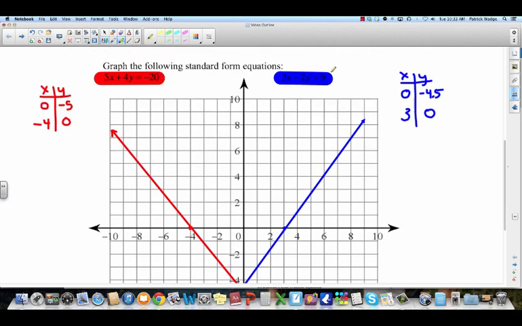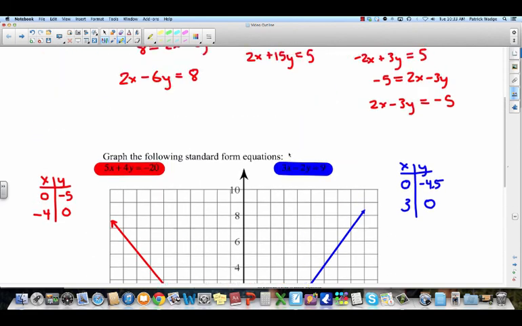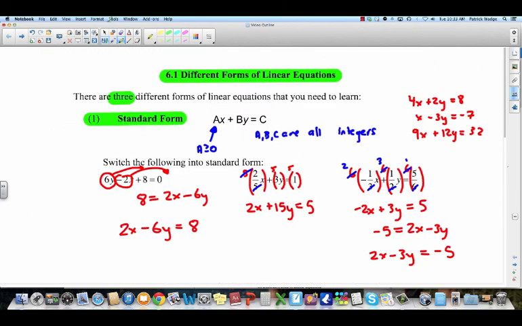Can hardly see it anymore, but there you go, it matches. Yay, I like my colors. Alright, so that's graphing standard form, and let's move on.